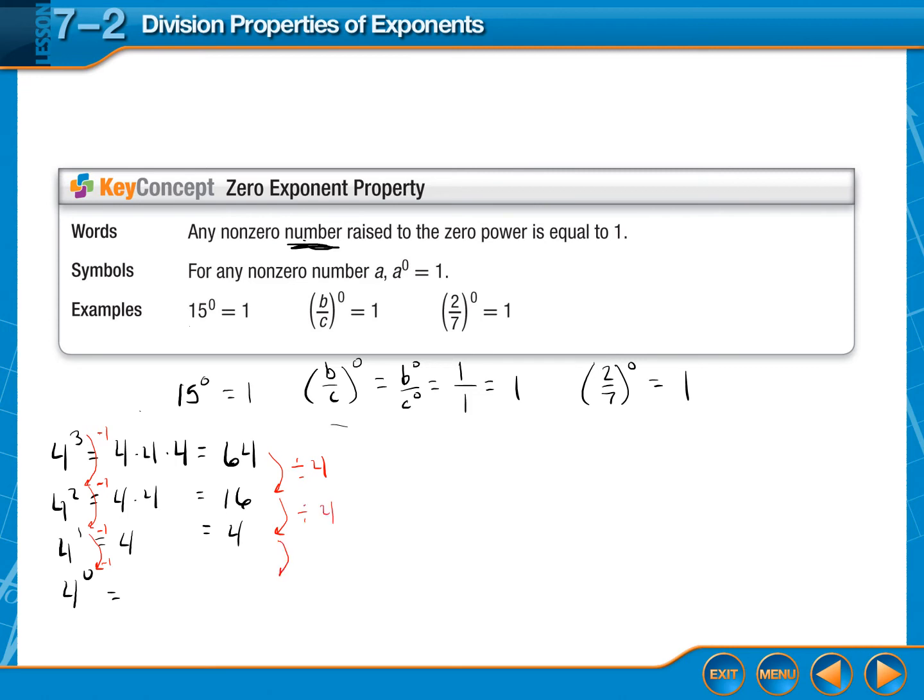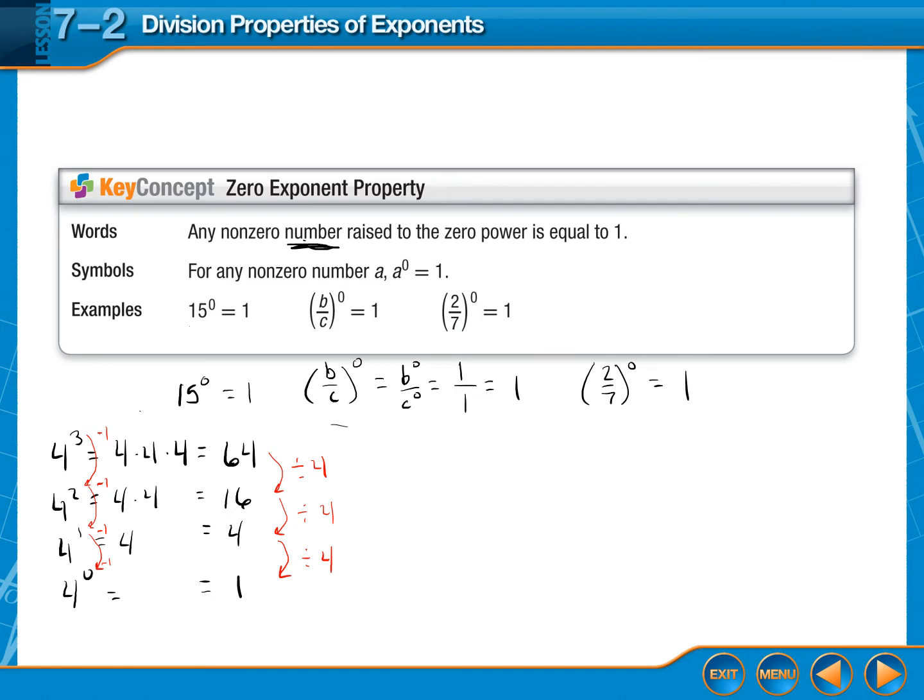Well, what would the next one be? If I'm at 4 and I divide by 4, that means that 4 to the power of 0, if this pattern is true, should be equal to 4 divided by 4, which is 1. And that's why anything to the power of 0 is 1. So you can see it as we follow this pattern.